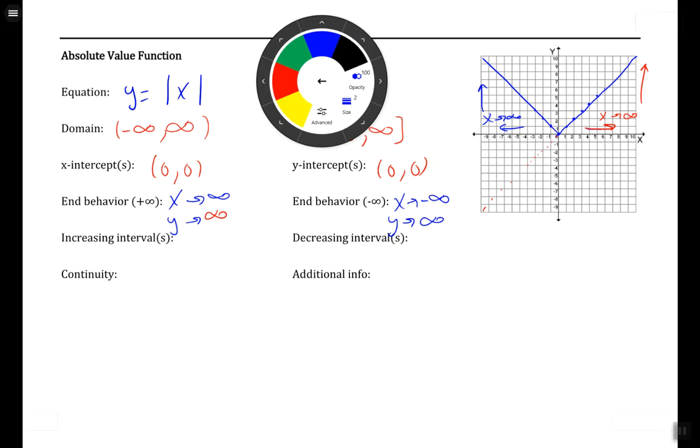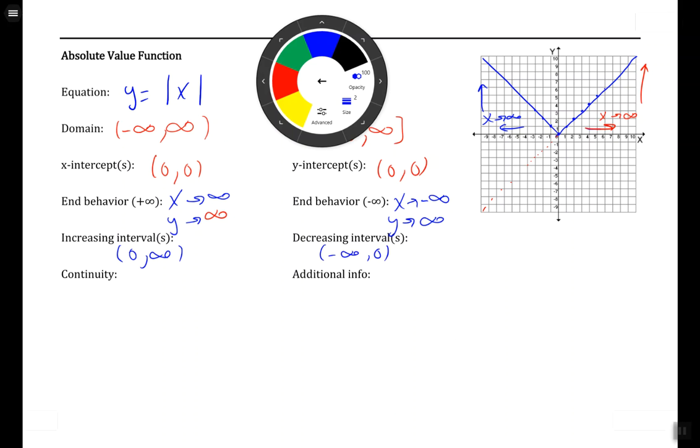So on the increasing intervals, and by the way, I'm telling you that for future reference: if you ever take calculus, in calculus it's a big deal. Here it's not so much. I'm going to 0, but I'm not including 0. So for increasing, it's from 0 to infinity. For decreasing, it's from negative infinity to 0, not including 0.